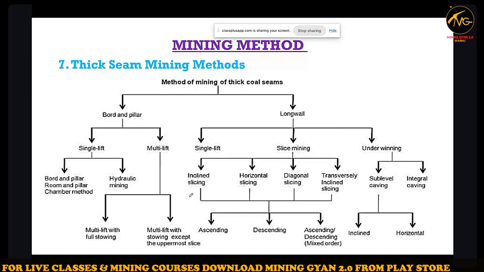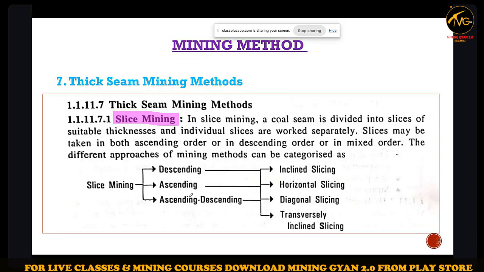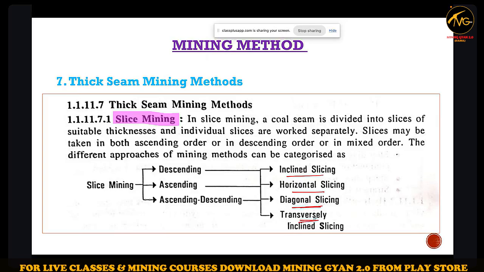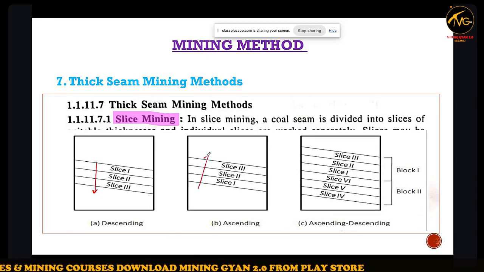Board and pillar, long wall. Board and pillar single lift and multi lift. In single lift, board and pillar and hydraulic mining; in multi lift, multi lift with stowing and without stowing, except long wall. In long wall, single lift, slice lift, under winning. Slice method, we have discussed inclined slices, horizontal slices, diagonal slicing. Descending means 1 2 3, ascending means 1 2 3, and ascending-descending.